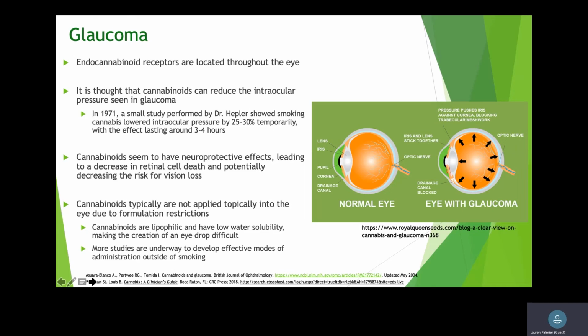But cannabinoids typically are not applied directly into the eye due to formulation restrictions. They're lipophilic and have low water solubility, making the creation of an eye drop pretty difficult. There are studies underway to try to develop effective models of administration and delivery outside of smoking. It's important to note that glaucoma often occurs in an aging population. So if we are going to recommend cannabis for temporary relief of glaucoma, these patients should be counseled on the potential for an increased risk of falls or other adverse effects with THC.